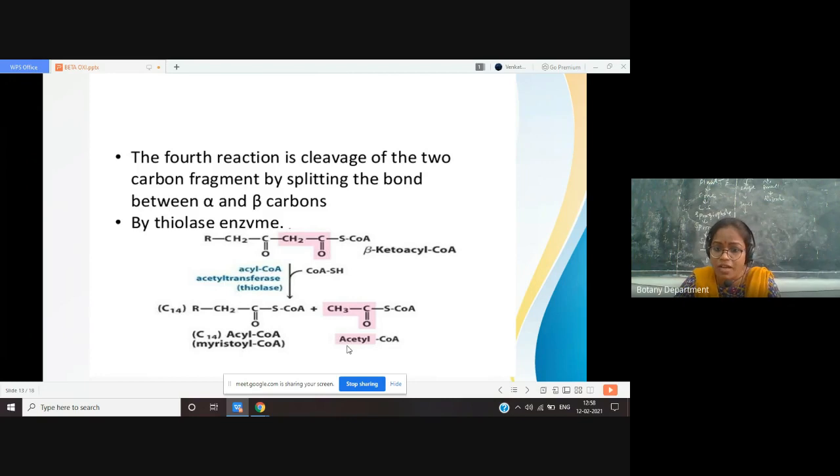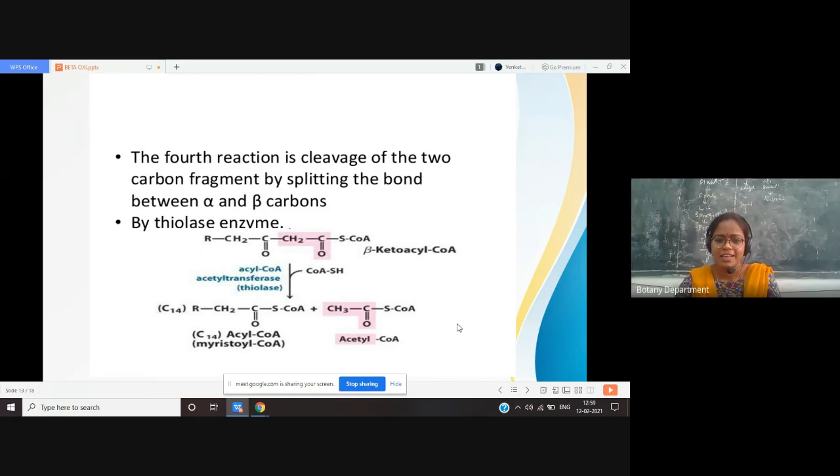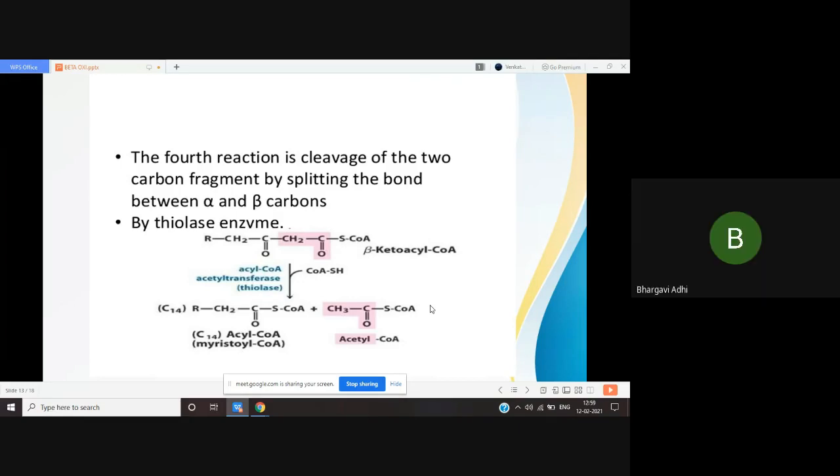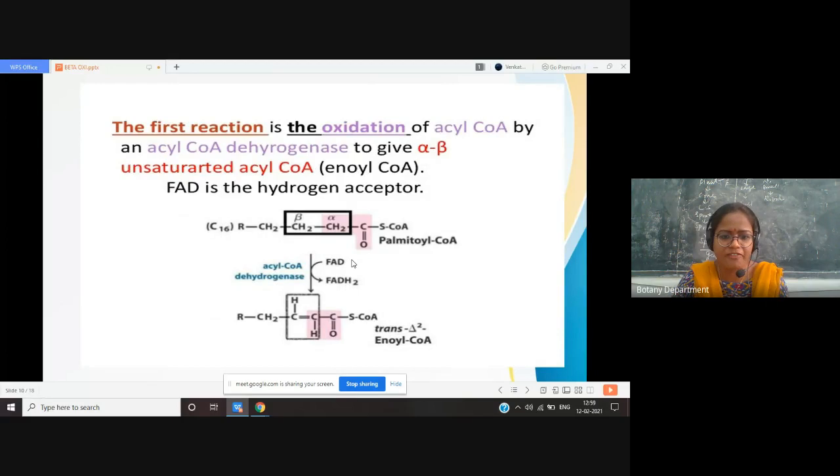I'm asking, acetyl CoA has how many carbons? Two carbons. Very good. Here it is only two, right? Acetyl CoA has two carbons. This group is the acetyl group, and CoA. So acetyl CoA has two carbons. So, one cycle of palmitoyl CoA: in the first reaction we took palmitoyl CoA, which is a 16 carbon compound, and it gives acetyl CoA, which is a two carbon compound.